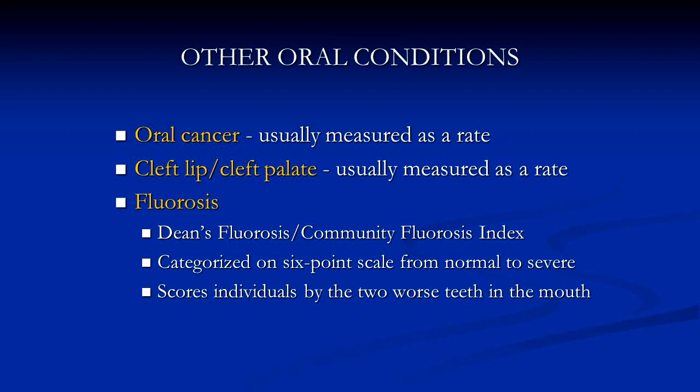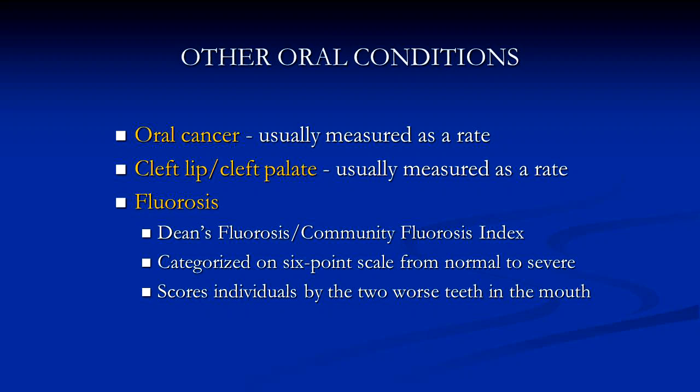Some other oral conditions, oral cancer and cleft lip and palate, are usually measured as a rate. So, not anything fancy in terms of the different indices that are out there. We're just counting the number of oral cancers or cleft lips or palates. And then with fluorosis, we do actually have an index, but it looks a lot different than the other indices that we talked about in the different videos. The most common one is the Dean's Fluorosis Index, or the Community Fluorosis Index. It's a 6-point scale, and it's actually nominal.